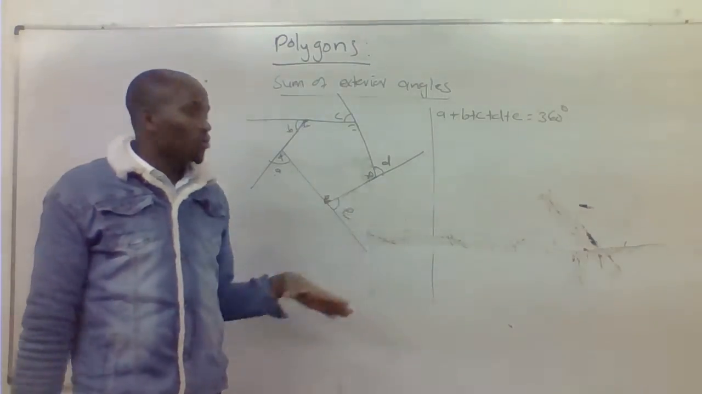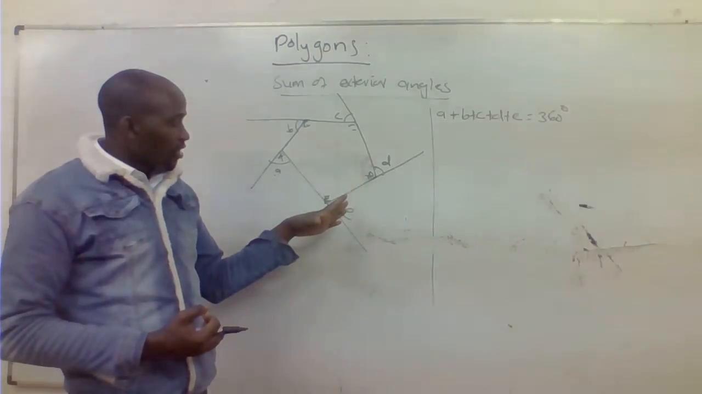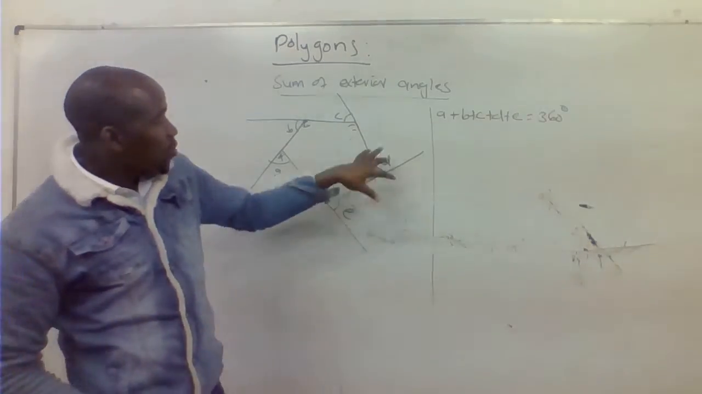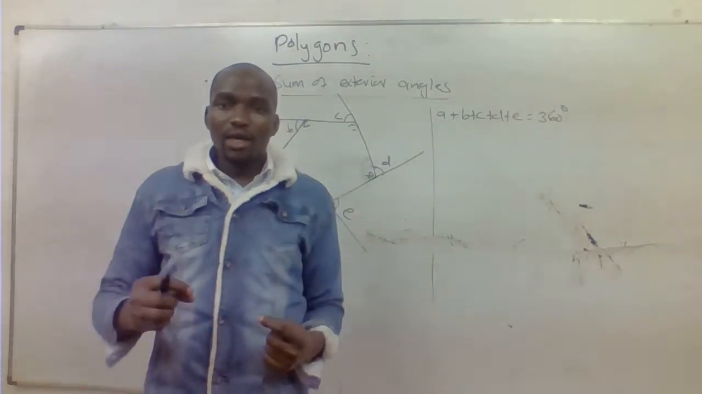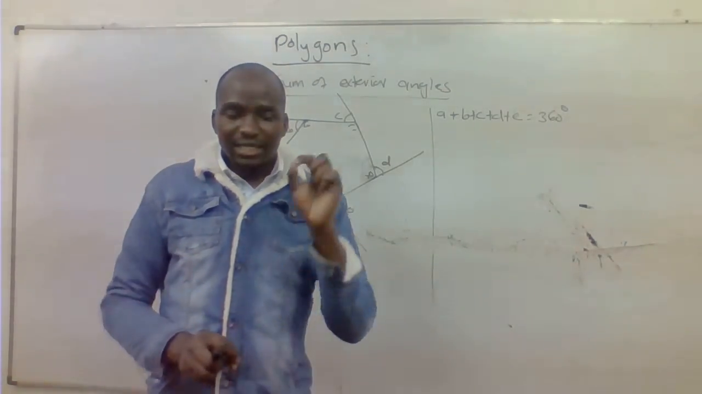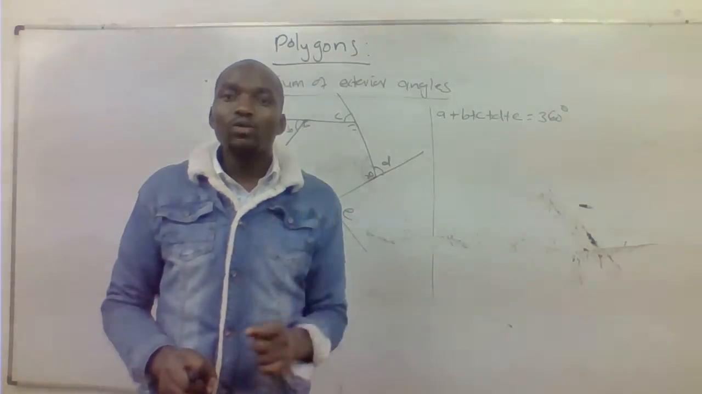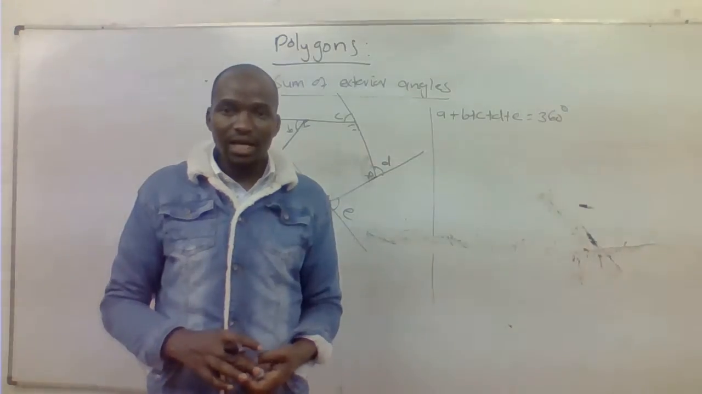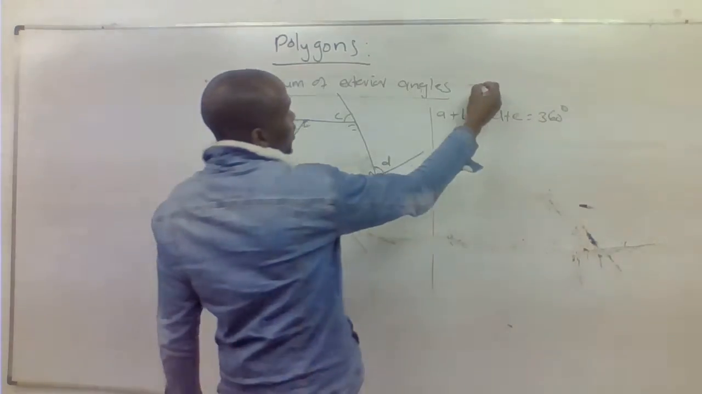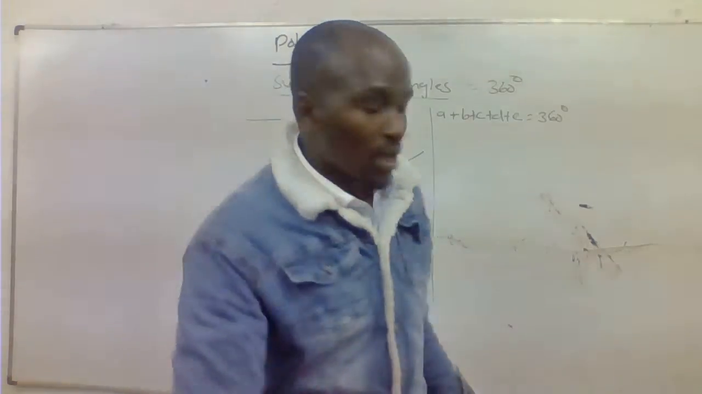And now the exterior angle, if you subtract the interior angle from 180, you will be able to get the exterior angle. So it doesn't matter the polygon or the number of sides of a given polygon, the sum of exterior angles of any polygon will always add up to 360 degrees. I don't want to go to the proving bit.